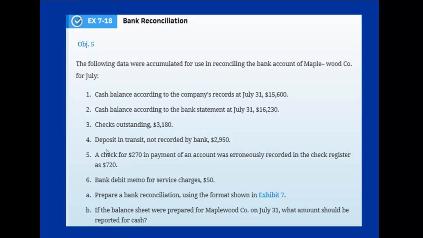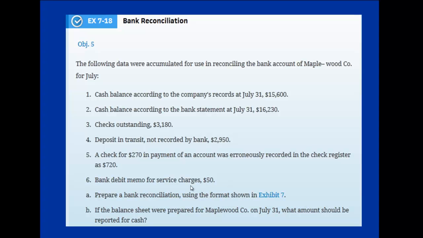Anytime we see an error, it's important that we first ask who made the mistake. If it was us, we're going to need to alter our books. If it was the bank, we're going to need to let them know so that they can make the correction. The second question we would ask is, did we make a mistake that increased or decreased our cash? And we're going to need to do the opposite of that in order to fix it. We have a bank debit memo of a service charge for $50. That obviously is going to reduce the amount of cash that we have.